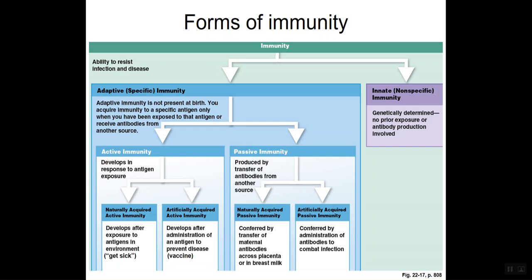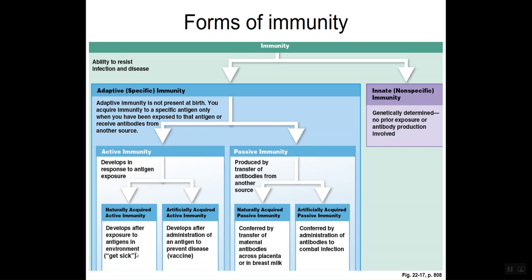So active means, if I'm talking about me, active immunity in me means I am exposed to the antigen and I'm going to make my own antibodies. So the natural way for this to happen is just to get sick. So if I get exposed to the bad guy's antigens and then I develop my own antibodies against them, I have just done naturally acquired active immunity. I've gotten sick. Now a shortcut to all that is a vaccine. That's artificially acquired active immunity.